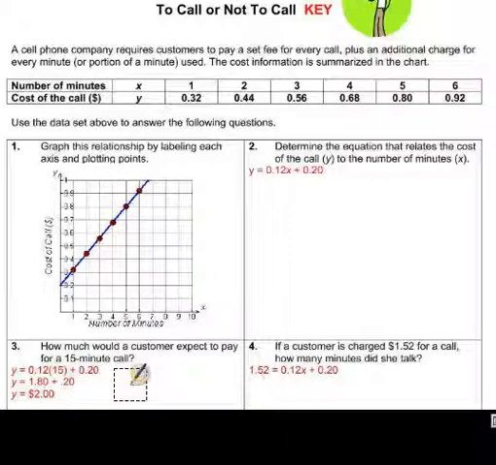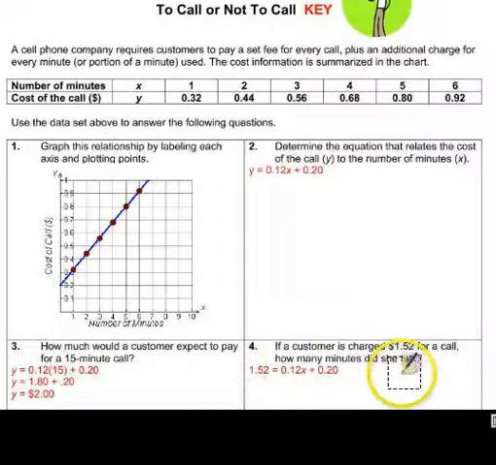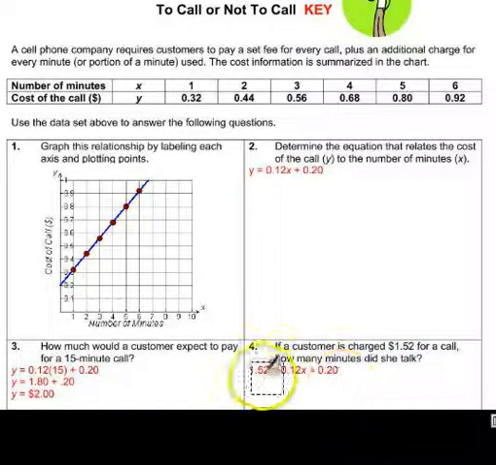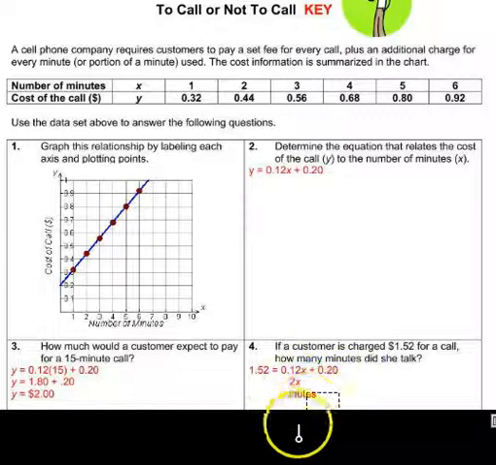All right. On number 4, it says if a customer is charged $1.52 for a call. So this is a different question. This one, you're actually given what the cost is. They want you to figure out how long she talked. So the cost is $1.52. You're trying to figure out how many minutes it is, so that's still x. And then from there, you're going to solve that like you normally would. The 20 cents would move over.